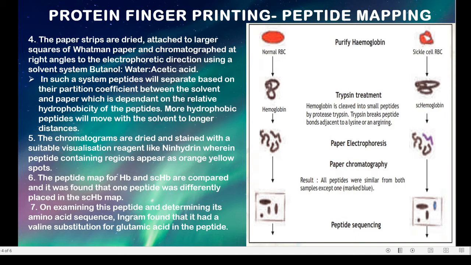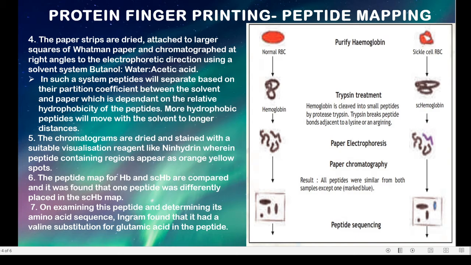This paper chromatography is performed using a solvent, butanol to water to acetic acid in the proportion of 4 to 5 to 1. In such condition, the separated peptides will move under the principle of partition coefficient between the solvent and the paper. The more hydrophobic the peptide is, the longer the distance it will move. So if the sample is more hydrophobic, it will travel a long distance.